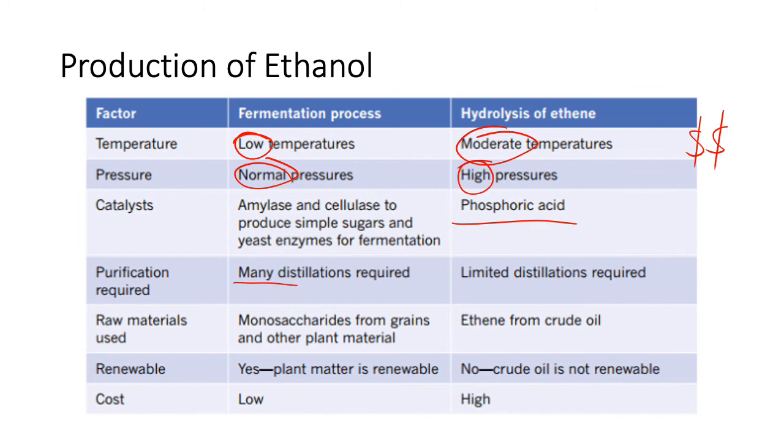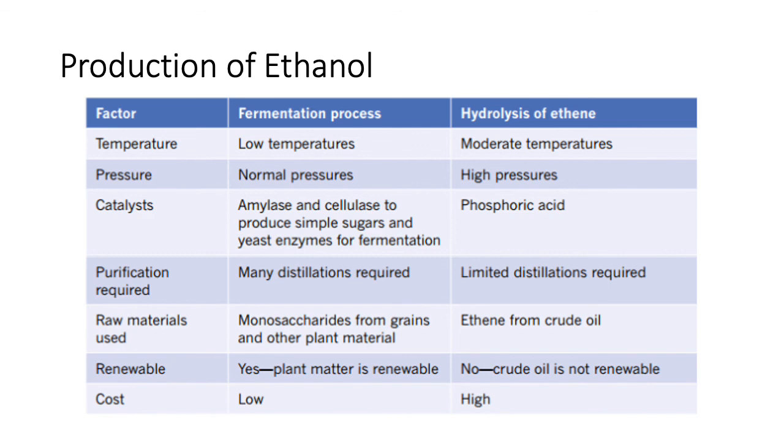Purification: you have to use a couple of distillations to get it right, because the mixture is actually pretty terrible. And then for this one, you don't need much distillation because it's just separating the water from the ethanol. Raw materials: plant material, versus ethene from crude oil, that's bad, not renewable. The fermentation process is much cheaper than the hydrolysis of ethene. In fact, that's where the majority of the world's ethanol comes from, instead of the hydrolysis of ethene.